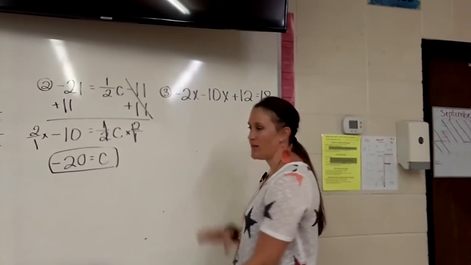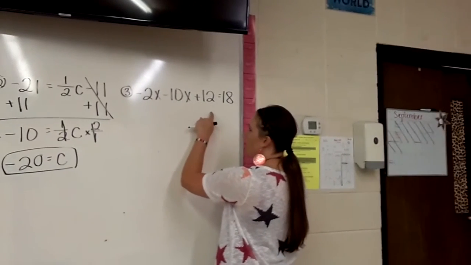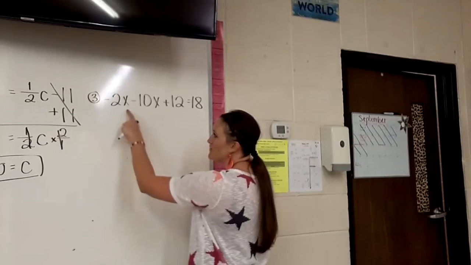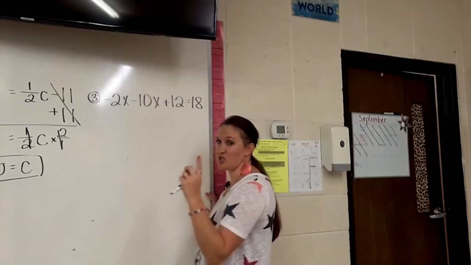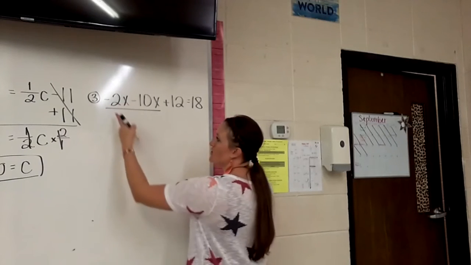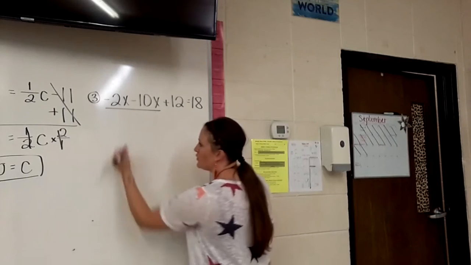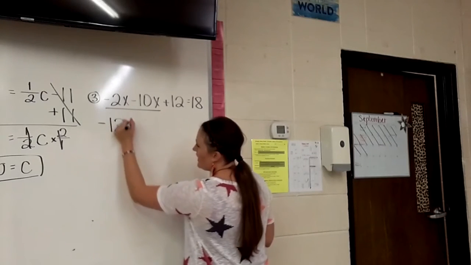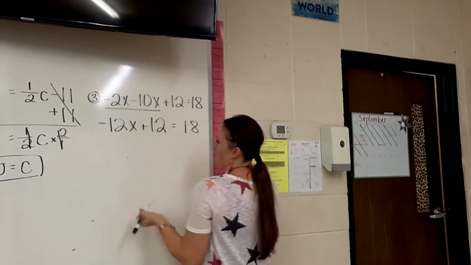Okay, so this third one now, we have negative 2x minus 10x plus 12 equals 18. So in this one, we have 2 x's. Okay, so to solve for x, we have to get it down to just 1. So I'm going to go ahead and combine my like terms. So I have negative 2x minus 10x. So negative 2 minus 10 more. We have negative 12x. Then I still have plus 12 equals 18.